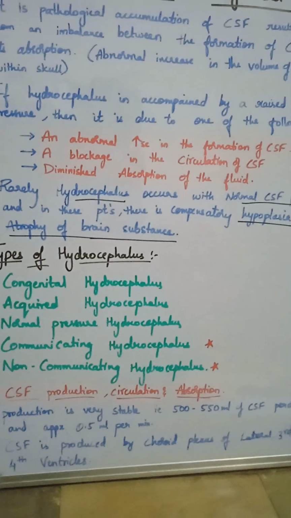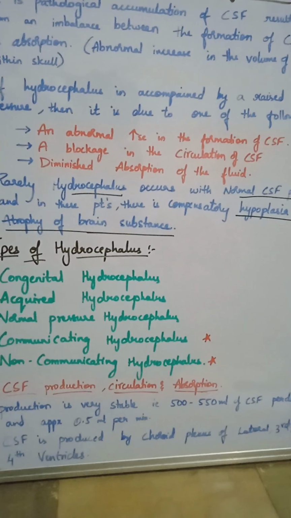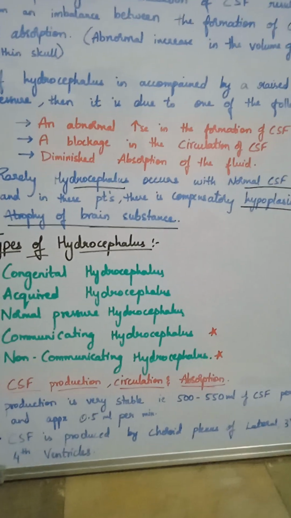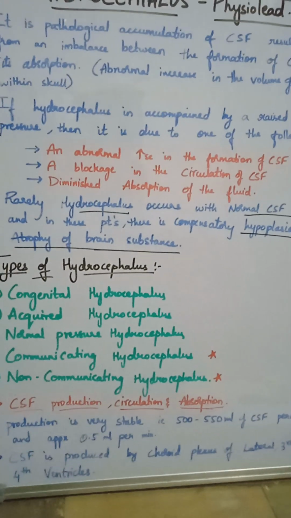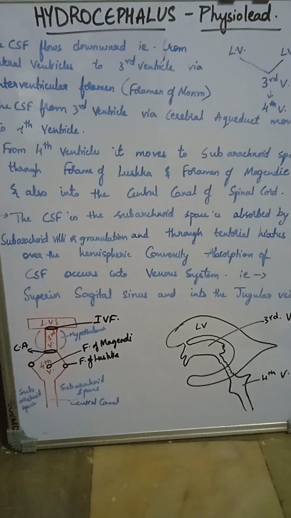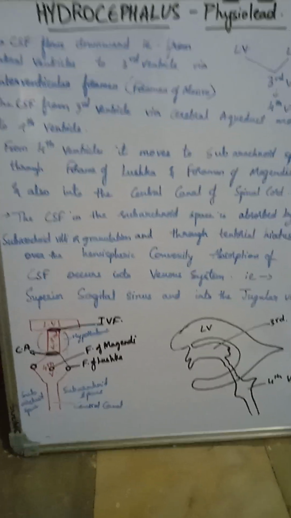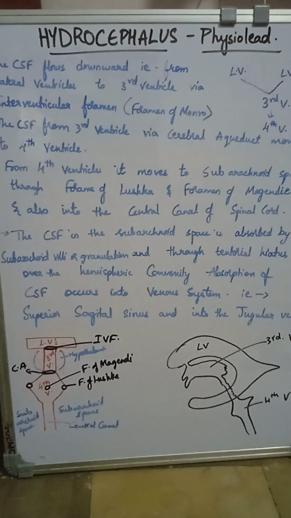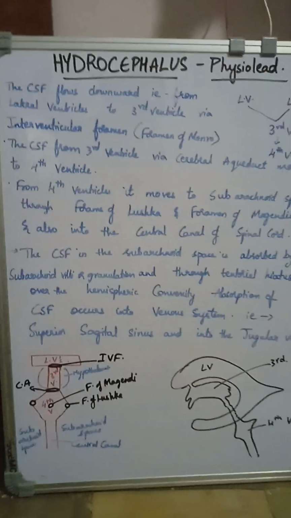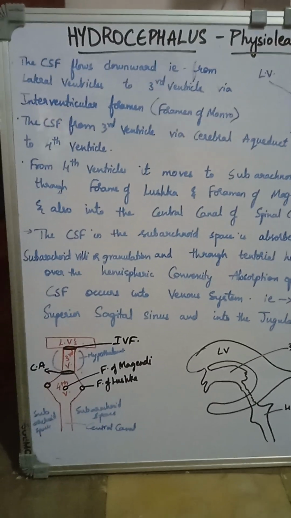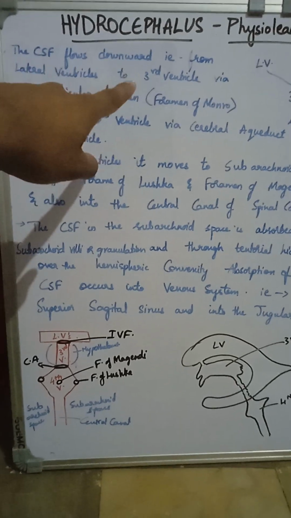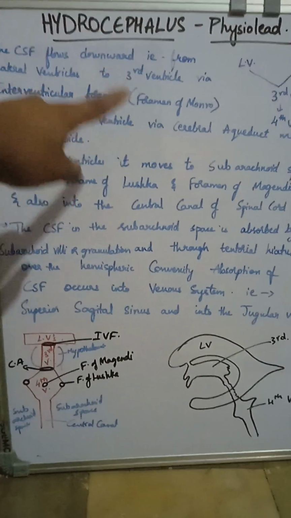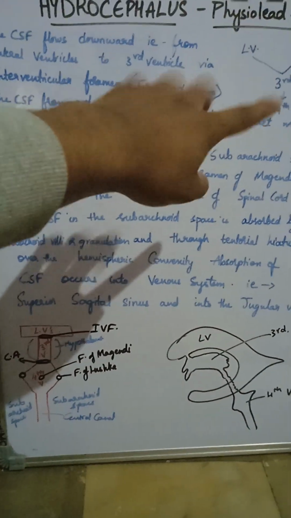Where is the CSF produced? The CSF is produced in the choroid plexus of the lateral ventricles, third ventricle and fourth ventricle. The ventricular system is responsible for the production of the CSF. So normally the CSF flow will be caudal flow, that is the downward flow. So the CSF will be flowing downwards, that is from the lateral ventricles to the third ventricle, and from the third ventricle to the fourth ventricle.